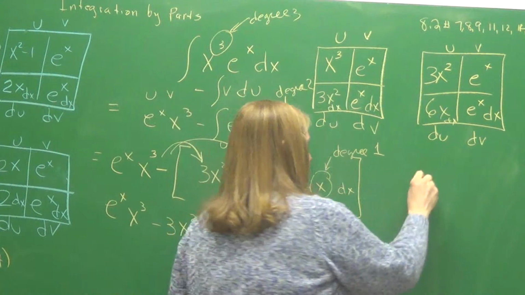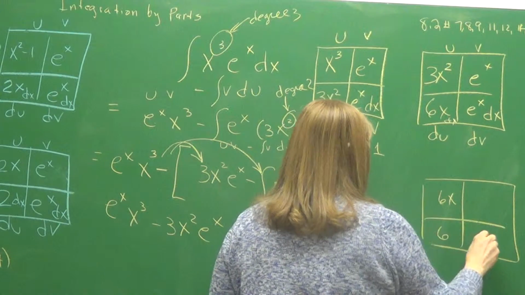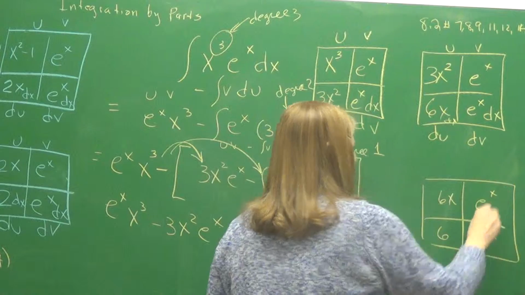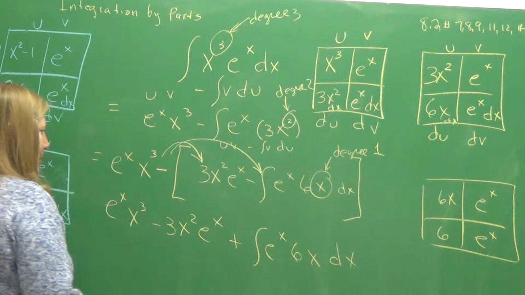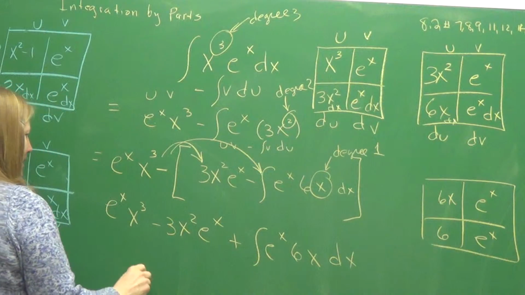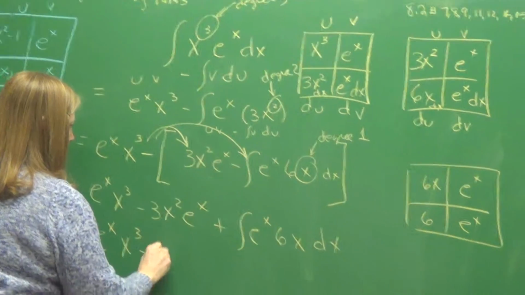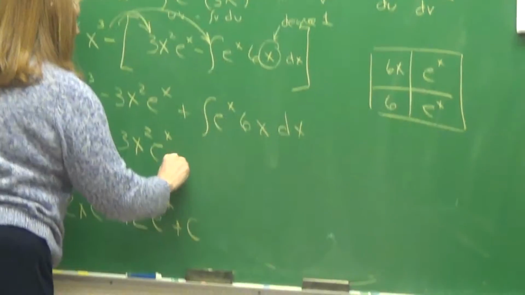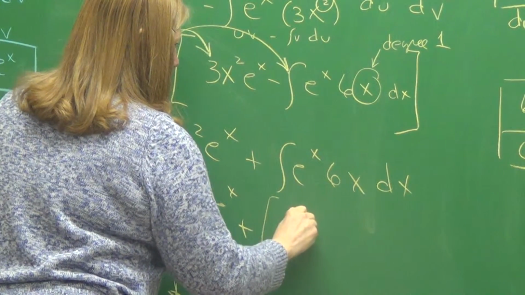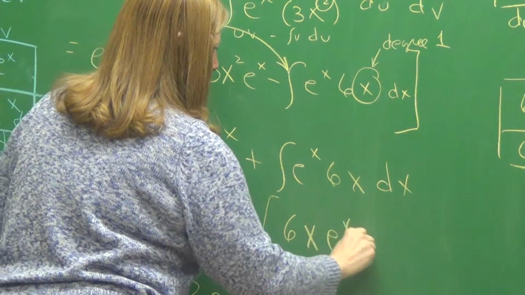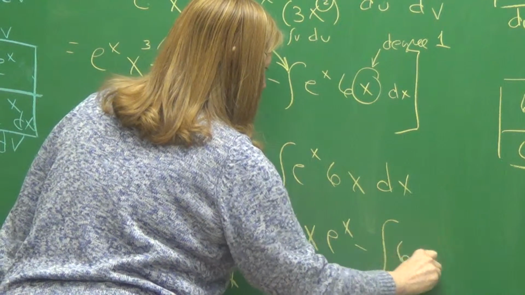Aaron, pick again. One more time. 6x. Finally down to just 6. Yeah, at least it's e to the x. E to the x is sweet. So we end up with, Brendan, what's the uv minus the integral of v du? All right. 6x times e to the x minus the integral of 6 e to the x. Yay! You can pull the 6 out. Right.